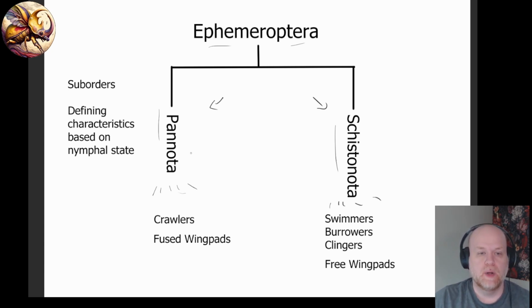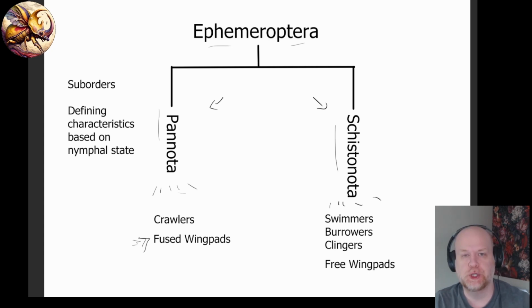The Panota tend to have fused wing pads in the nymphs. So the characteristics of the suborders are partially or majorly defined by the nymphal characteristics, not the adult characteristics. In the Panota, they have fused wing pads in the mature nymph. So these are the nymphs that are about to emerge into the adult stage. They will have fused wing pads, as opposed to the Schistodonta, where the wing pads are less fused or partially free.